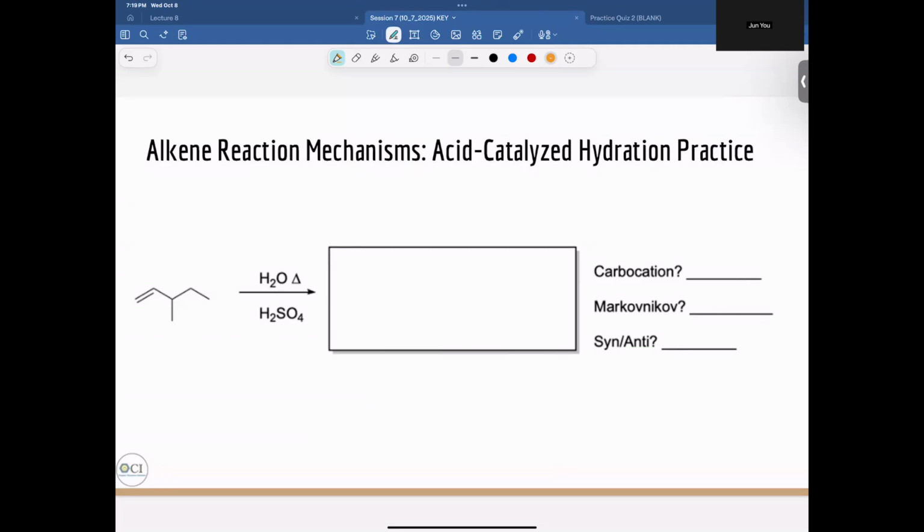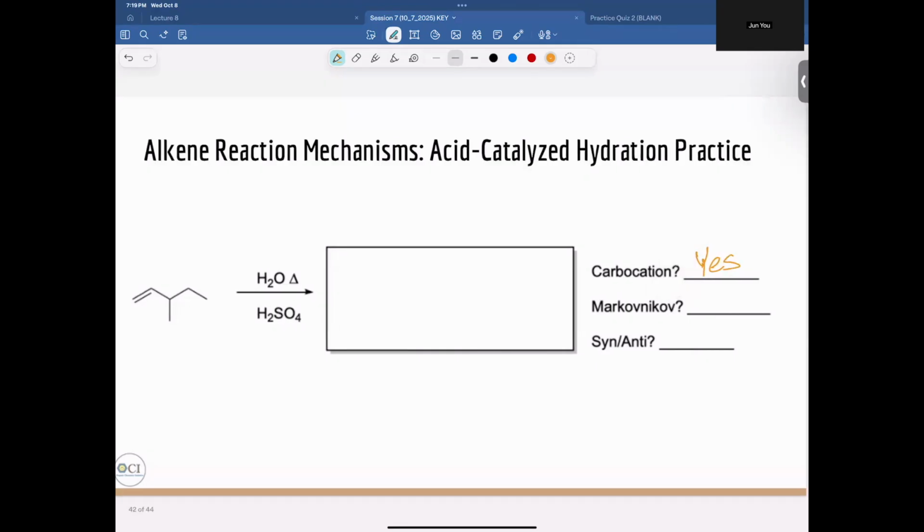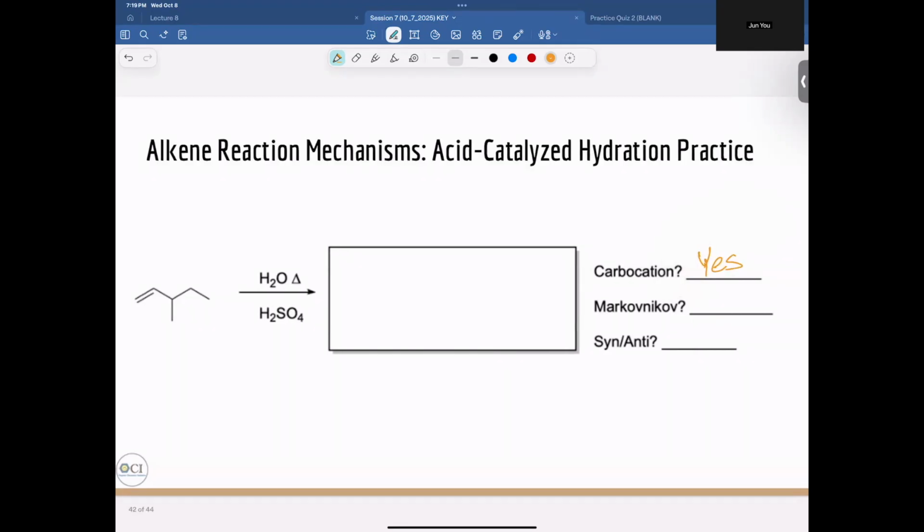All right, let's go ahead and go over this. So H2SO4, H2O, we know that that does form a cation as its intermediate. So yes. We know that it is Markovnikov with an OH going on the more substituted side. This is a yes. And then it could be syn or anti.